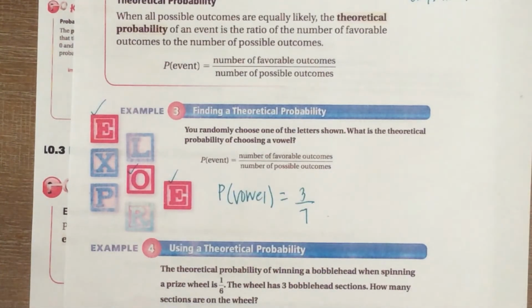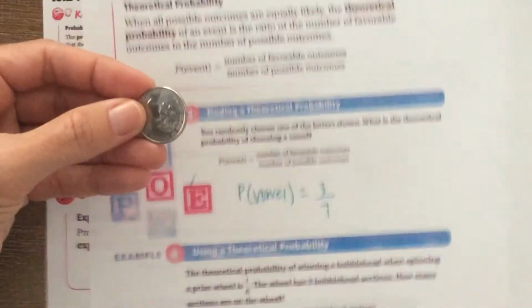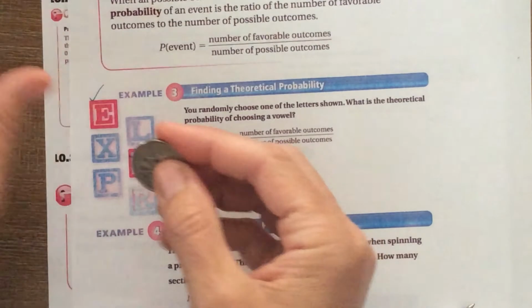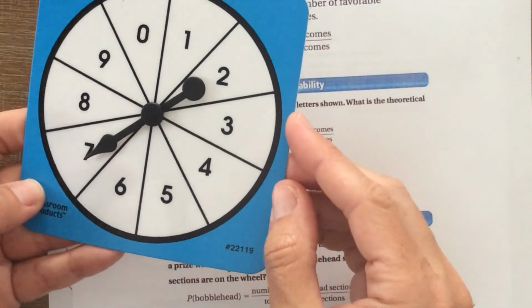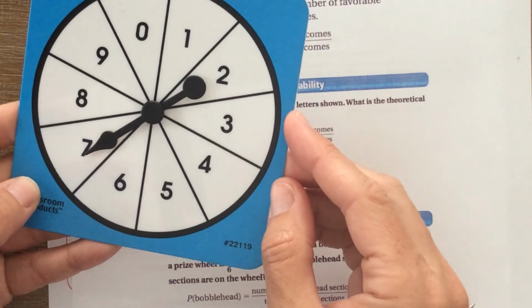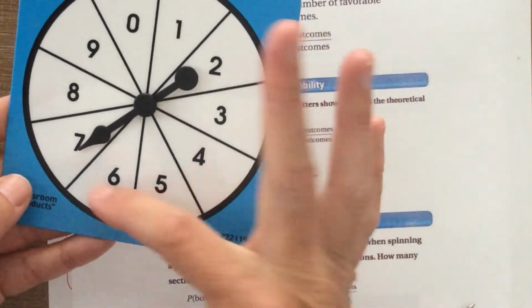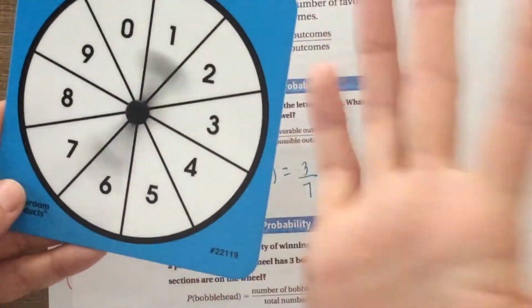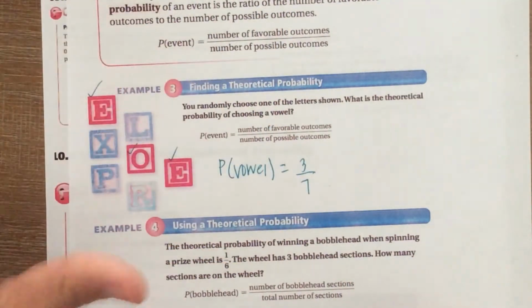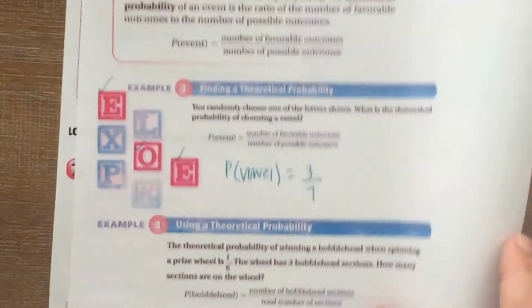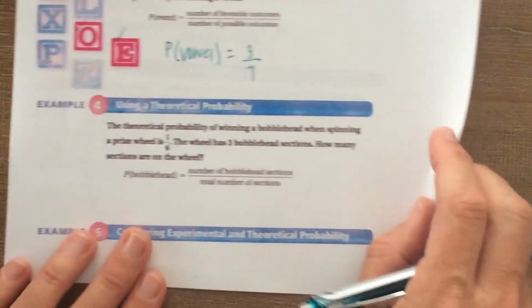All right? So it's pretty simple. What's the probability that I'm going to flip this coin and get heads? 1 out of 2. What's the probability I'm going to spin the spinner and have it land on an even number? 1, 2, 3, 4, 4 out of 10. And then you simplify, of course. Okay, so theoretical probability is just kind of probability. Now, using theoretical probability, let's look at this question here.